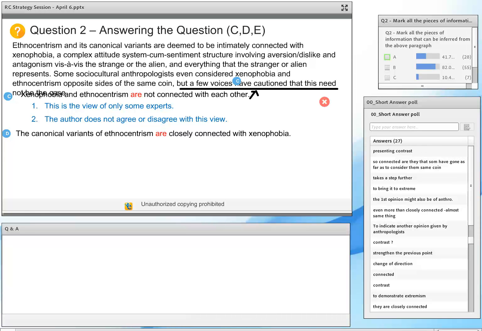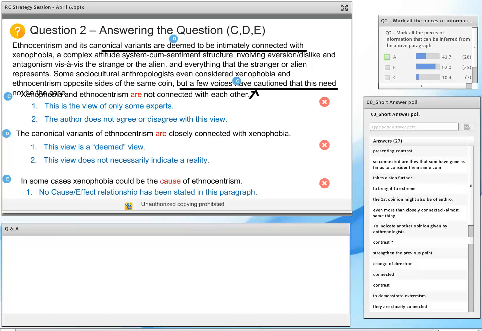The canonical variants of EC are closely connected with xenophobia. Now, this part comes from the first line. That's your first step. Now, is this the view of the author? No, it's not the view of the author. Has the author presented any opinion on this? No, he hasn't. So this cannot be inferred. In some cases, XP could be the cause of ethnocentrism. Now, there is no causal relationship listed in this passage at all. So this information does not even exist in the passage.